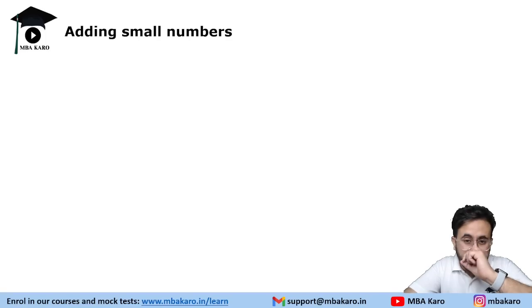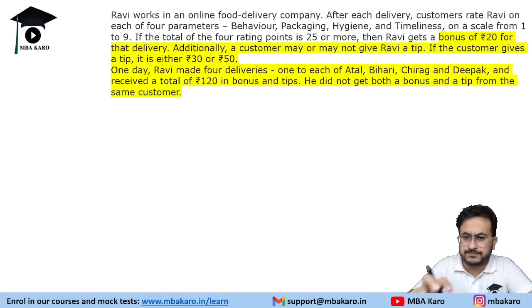Next is adding of small numbers. CAT often tests you on addition of small numbers and how to combine numbers. Let us see a few examples.